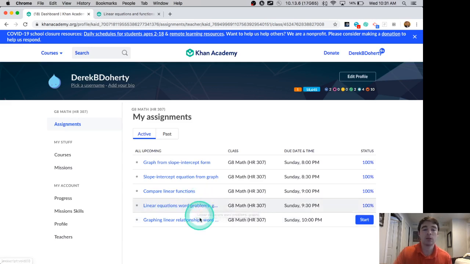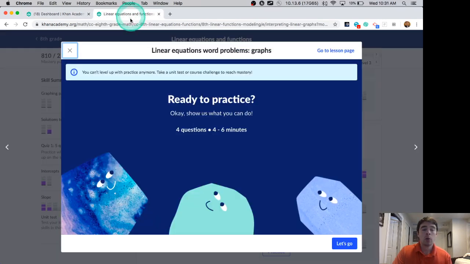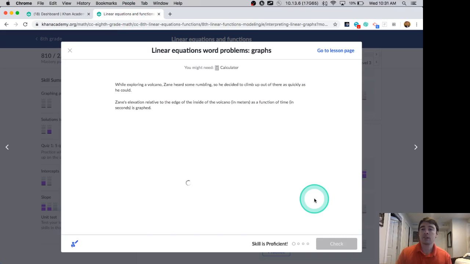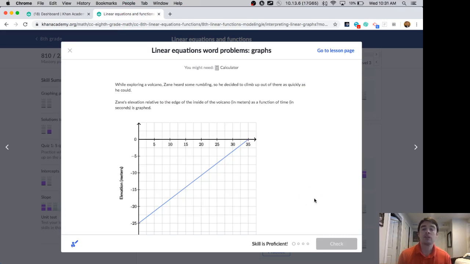The last two Khan Academy assignments this week are going to become more challenging because they're going to be word problems. The y-axis and the x-axis on these graphs are now going to have meaning, and you're going to have to really interpret these graphs or make sense of word problems to work through these. Our work on slope and y-intercept for these linear relationships remains very important.